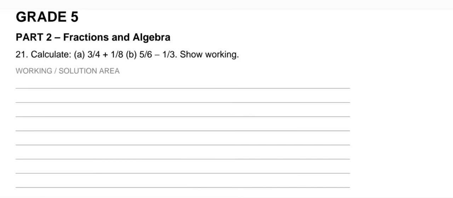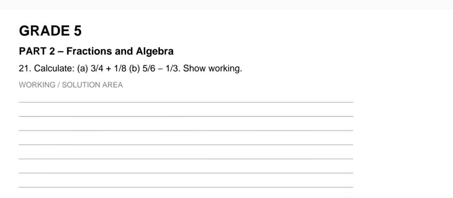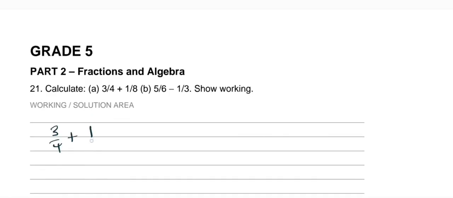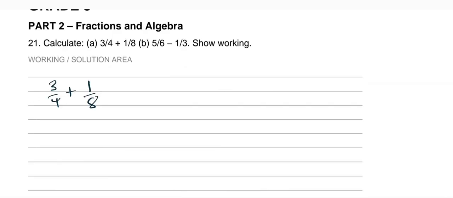Let's continue from where we left off the last time. So we have a question on the board. Calculate 3 over 4 plus 1 over 8. B, 5 over 6 minus 1 over 3. So when they give you 3 over 4 plus 1 over 8, what you have to ask yourself is, are they all the same?